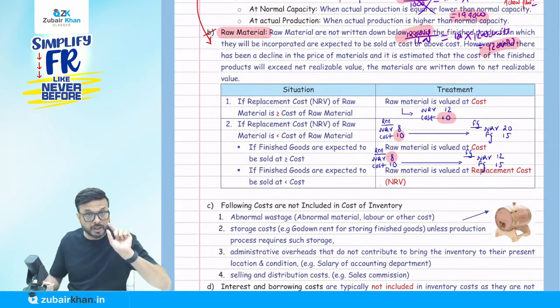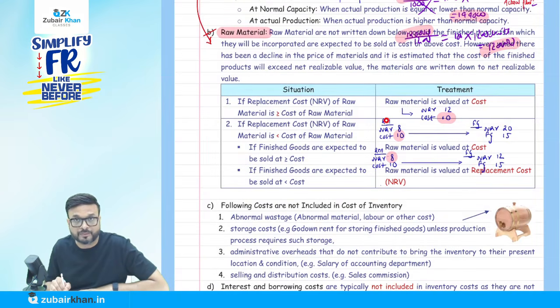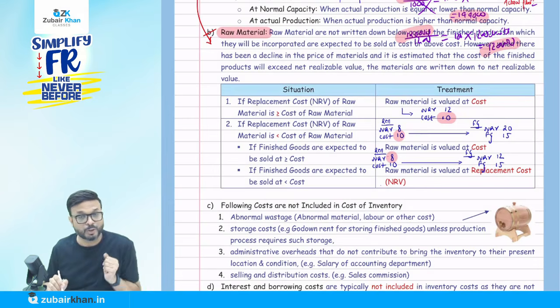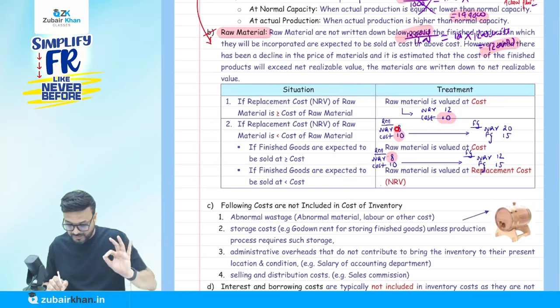Now please listen to me carefully. Very important, the next 3-4 minutes. Suppose this is my raw material. The NRV is 8, suppose, and the cost is 10. You will say, sir, the NRV is lower than the cost, do the valuation at NRV. I agree with you.